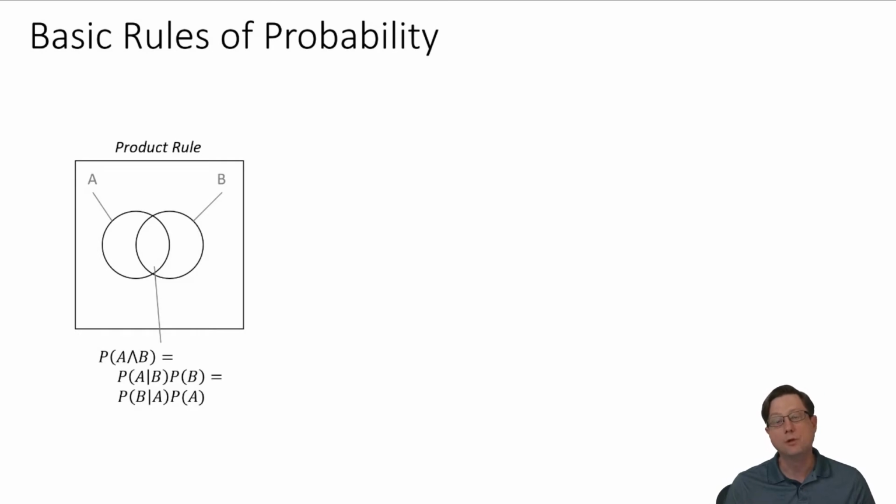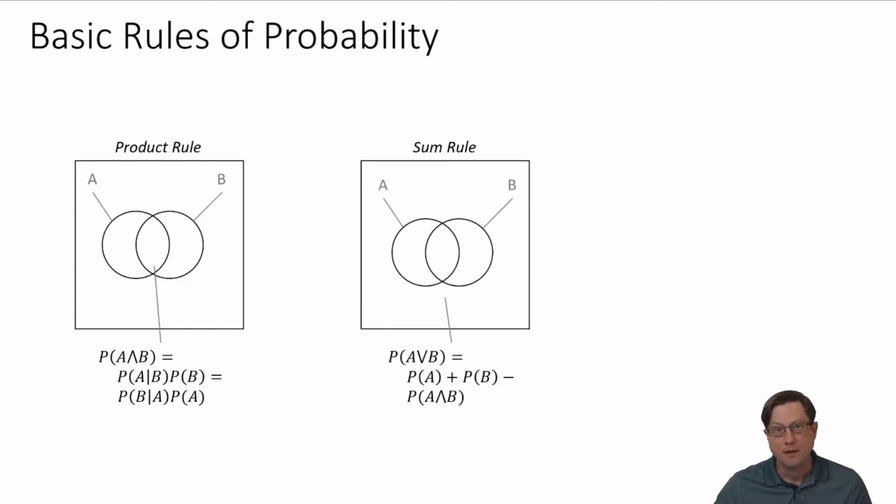So that's a conceptual description of some basic things about probability. You can turn those into rules. Here's a rule of probability, called the product rule: the probability of A and B equals the probability of B given A times the probability of A. That was the thought process we just went through, and it's symmetrical, so you can do it in both directions. The probability of A or B is the probability of A plus the probability of B minus the probability of A and B, because you don't want to double count that region in the middle.